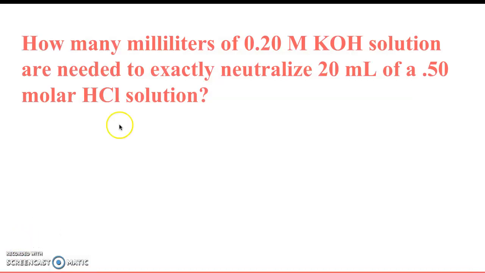Now I would like you to try. How many milliliters of 0.2 molar potassium hydroxide solution are needed to exactly neutralize 20 milliliters of a 0.5 molar hydrochloric acid solution? Go ahead and try this.